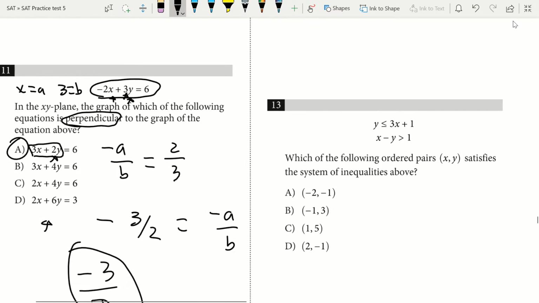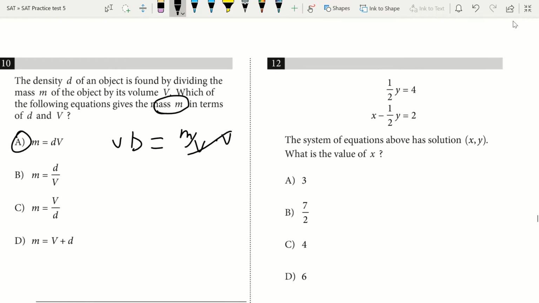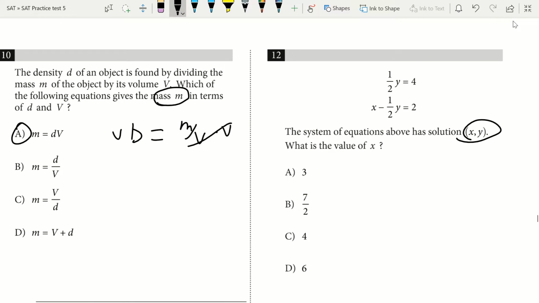All right, now we move on to question 12. The system of inequalities above has solution x, y. What is the value of x?